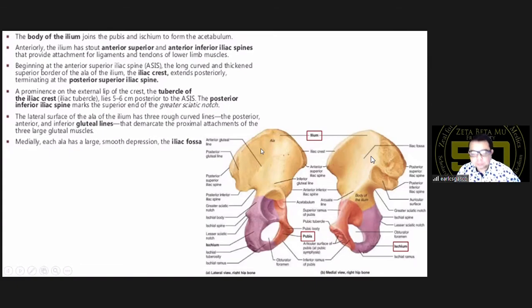Now, medially, the ala or the wing of the ilium has a large smooth depression known as the iliac fossa. This actually forms the wall of your pelvic cavity. Okay. So are we clear with this?